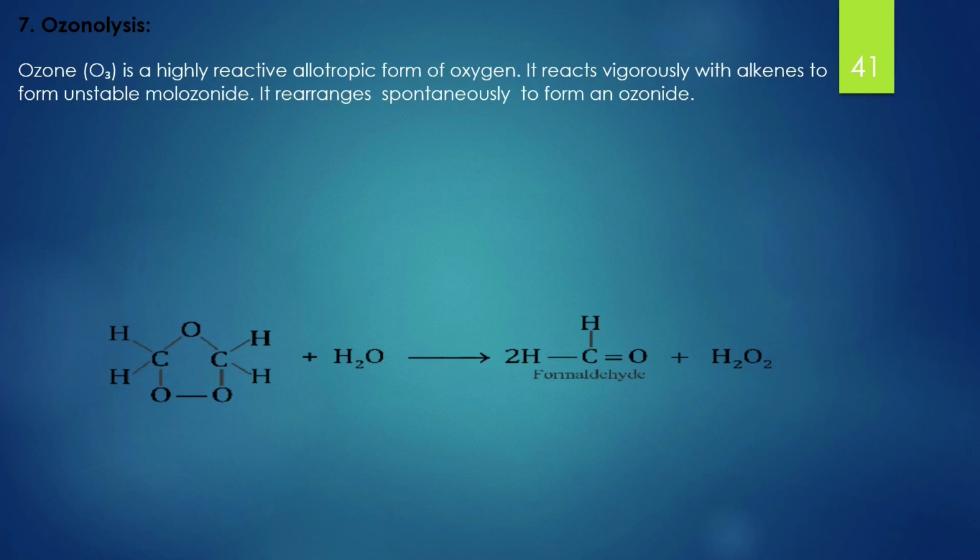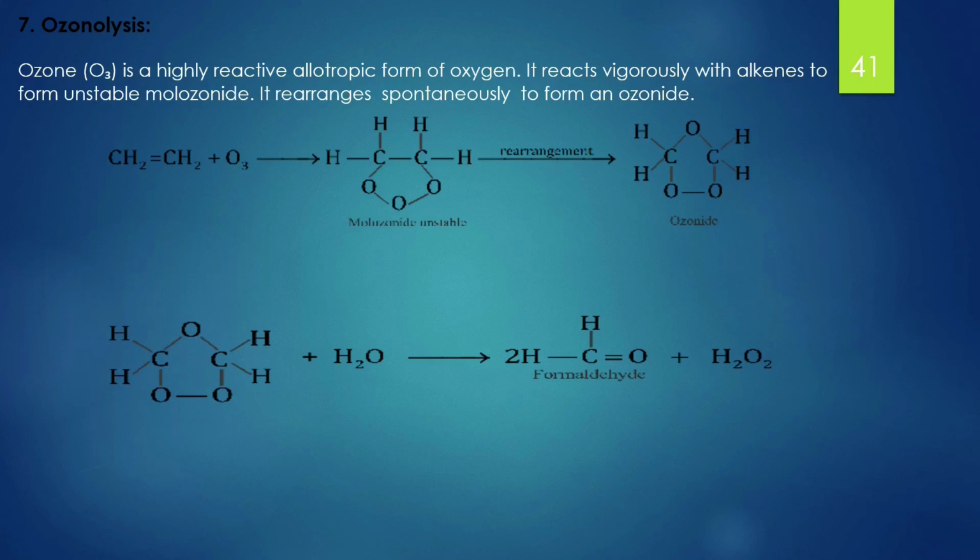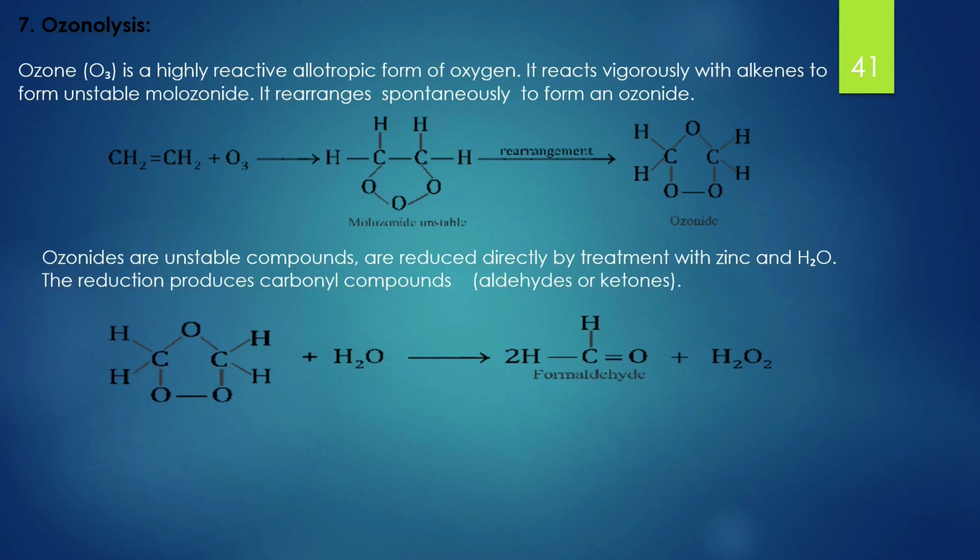It reacts vigorously with alkenes to form unstable monozonoid. It rearranges spontaneously to form an ozonoid, as well illustrated in the equation. Ozonoids are unstable compounds and are easily reduced directly by treatment with zinc in water. The reduction produces carbonyl compounds, either aldehydes or ketones.